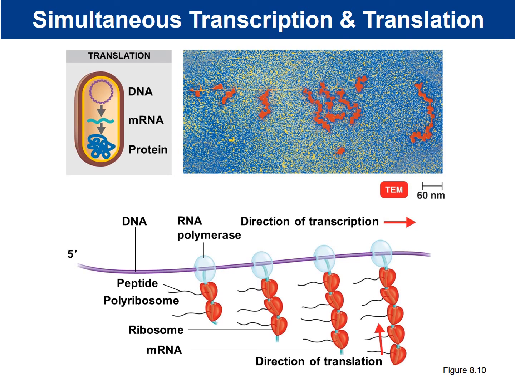And so remember that one of the differences between prokaryotic cells and eukaryotic cells is that prokaryotic cells don't undergo RNA splicing, meaning that they don't have time to cut out introns because, again, as they're transcribing it, as they're making the mRNA, they're also simultaneously translating it and making the protein.